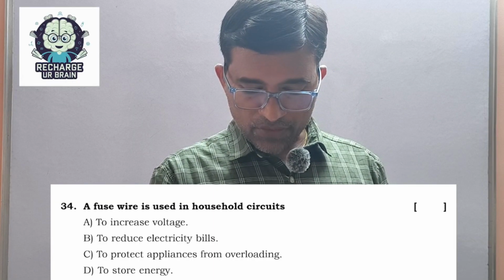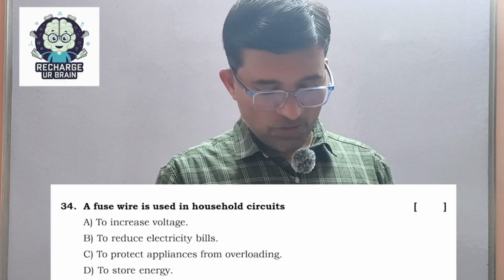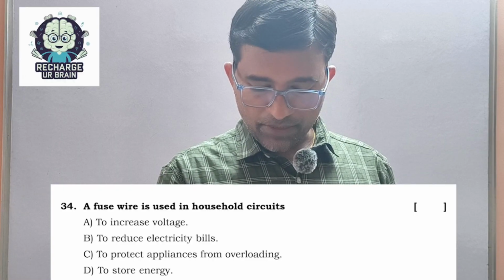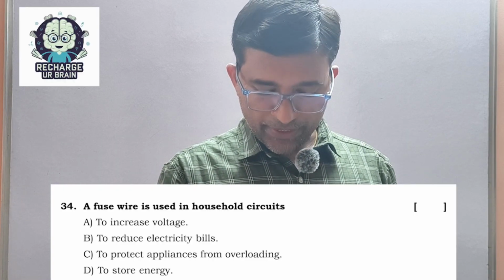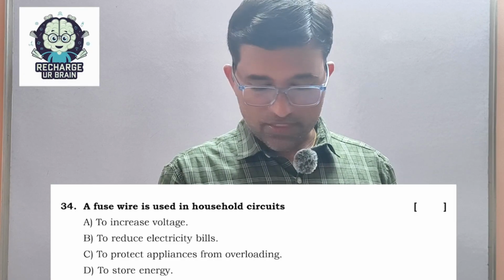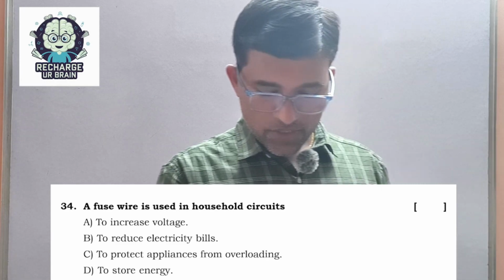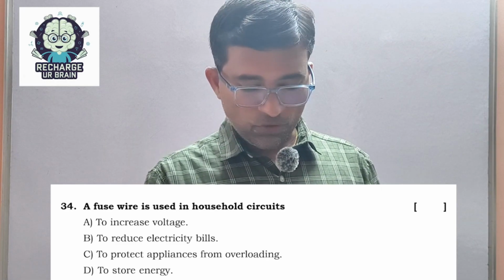Okay, 34th one, a fuse wire is used in household circuits to increase voltage, it is wrong option. To reduce electricity bills, it is wrong option. To protect appliances from overloading, it is perfectly right option. And to store energy, it is wrong option. So 34th one, right answer is C, that is to protect appliances from overloading.